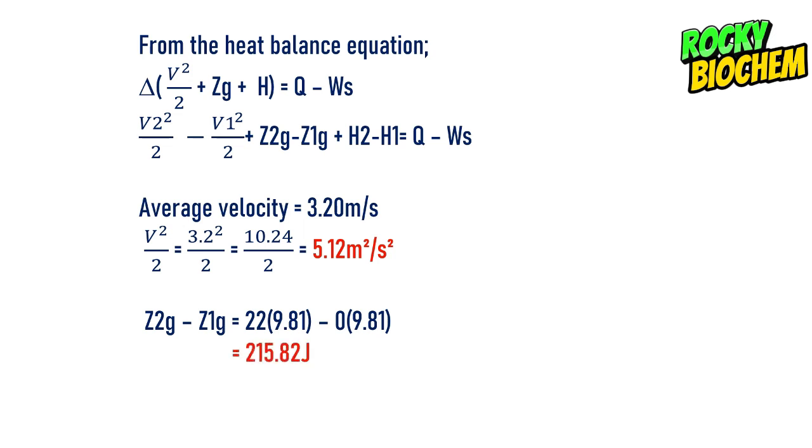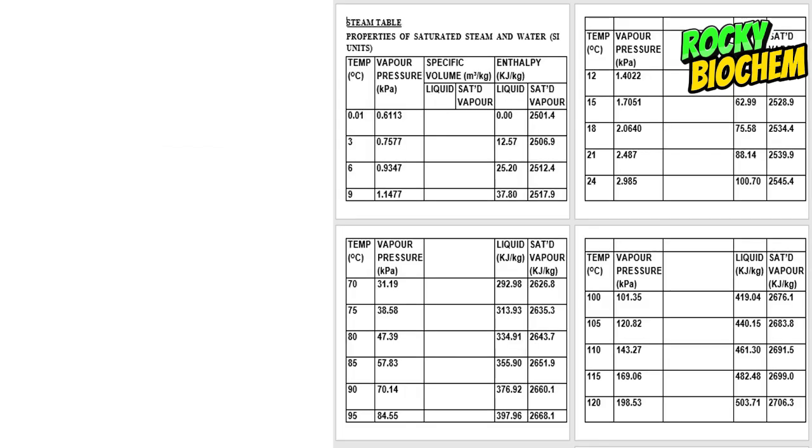So when you complete this, we can get our change in potential energy to be equal to 215.82 joules. Based on the initial temperature given, we can now look out for the corresponding enthalpy from the steam table. So let's go to the steam table. Let's make T1 equal to 22 degrees Celsius, because that is what you are looking for. We don't know the T1, so let's make it equal to 22 degrees Celsius.